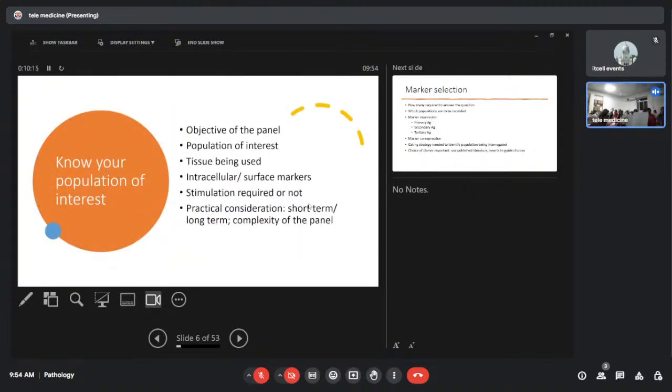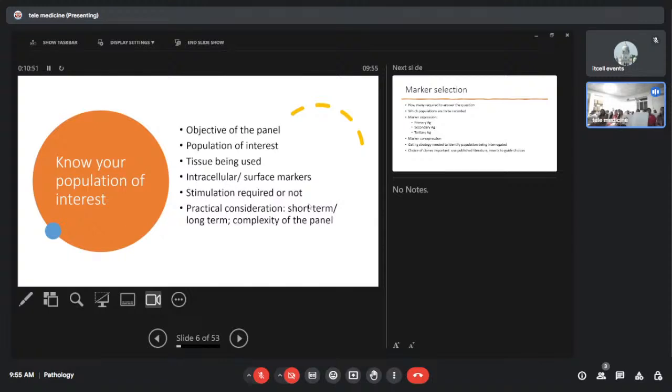So knowing your population of interest is important because you want to know what your panel is going to answer. So what is your panel's objective? What are the populations that you're going to get? What markers are those populations going to express? Now the choice of tissue becomes very, very critical. If somebody wants to do lymph node flow cytometry, lymph node is a solid tissue, you have to convert it to a single cell suspension. For that you have to mince the tissue, break it, pass it through sieves so that you get single cells. So that is the difference between, say, flowing a liquid tissue like peripheral blood or marrow vis-a-vis a solid tissue.